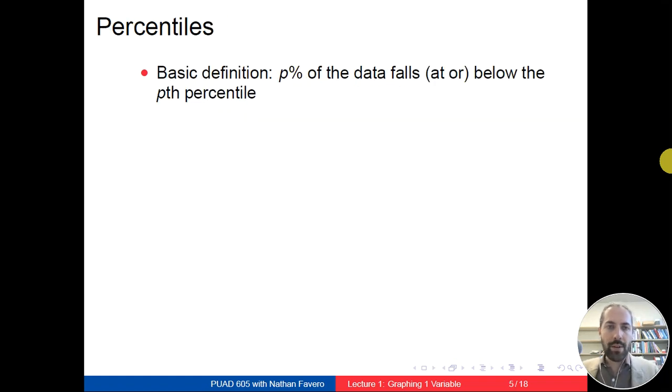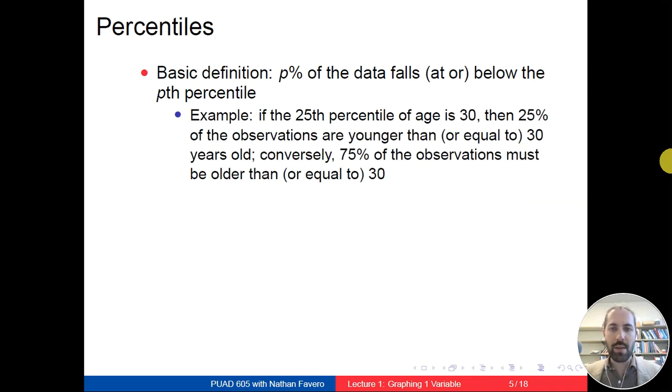All right. Now that we've gone over different types of variables, we want to talk quickly about percentiles. Part of the reason that we're talking about this in a lecture on graphs is because some graphing techniques are going to rely on percentiles. So the basic definition of a percentile is that p% of the data is going to fall at or below the pth percentile.